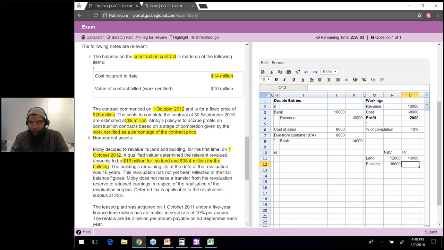We have to check the zeros properly, because in the last question our balance sheet got out because of the zero.